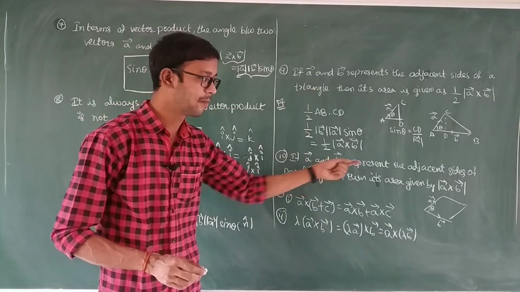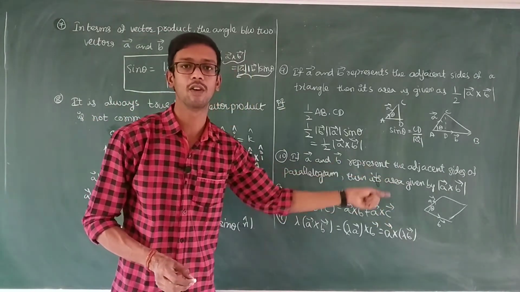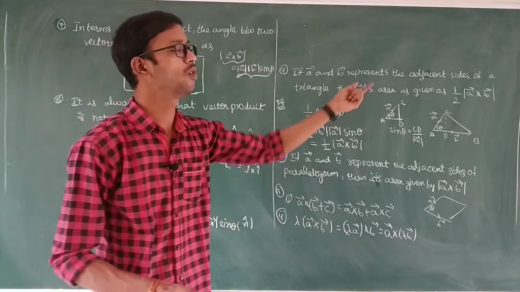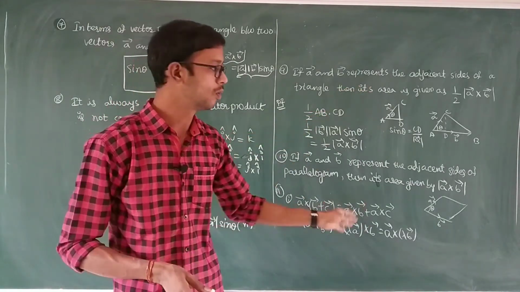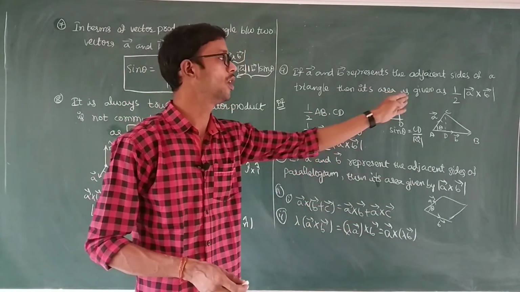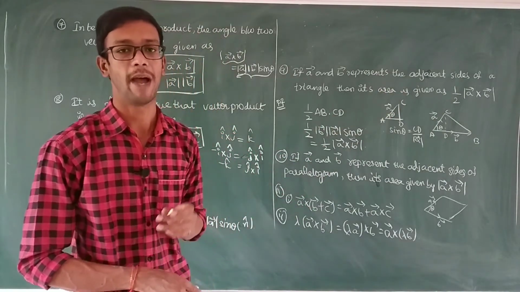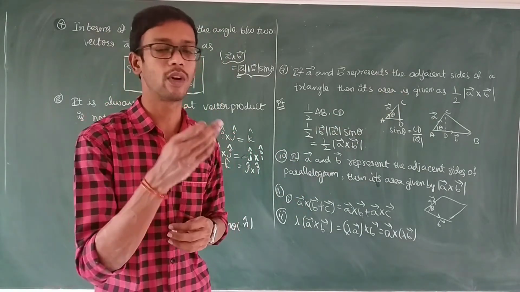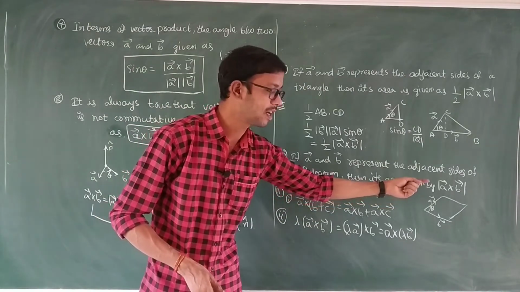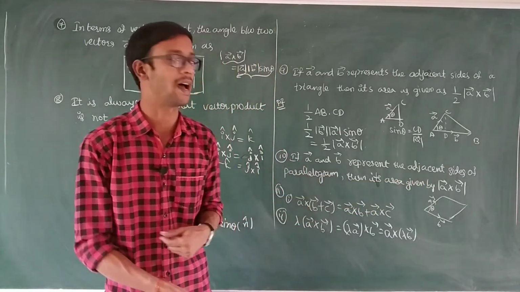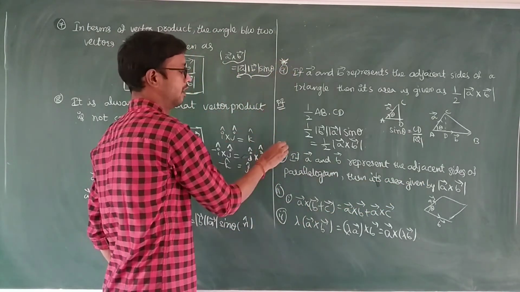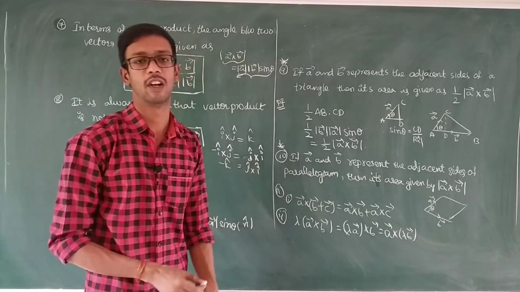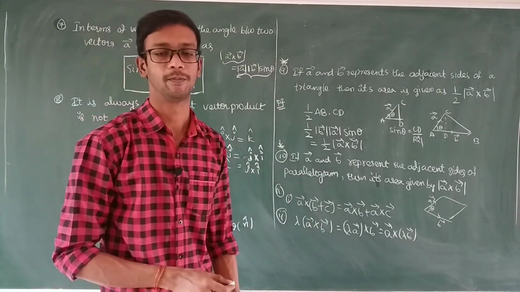Similarly, if the parallelogram sides are represented, 1/2 you have to remove. Why? Because two triangles will be there. So 2 into 1/2 into magnitude of A bar cross B bar. 2 cancels. Magnitude of A bar cross B bar is the area of parallelogram. This one and this one. Important point, for this one we will solve the problems also.